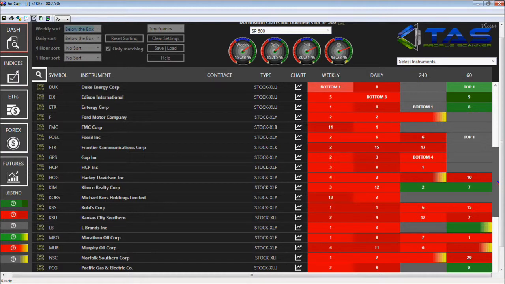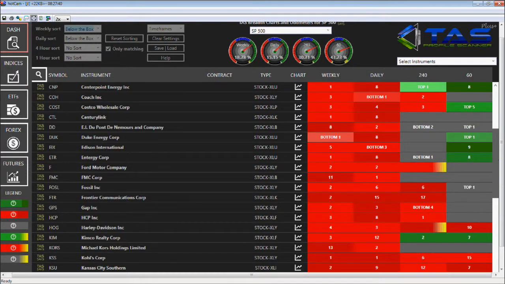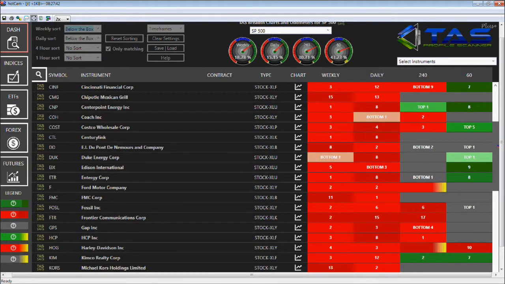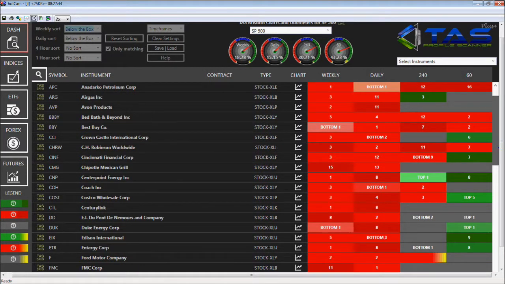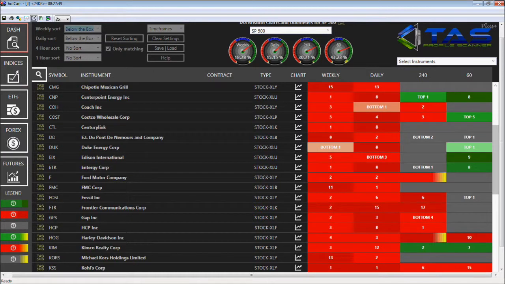Kohl's. Let's see what else. Ford Motor Company, we talked about that the other day. Duke Energy, Coach. We're going to pick some of these out. Best Buy. So let's take a look at Fossil, FOSL. Here we go.